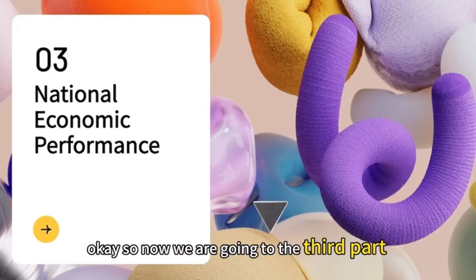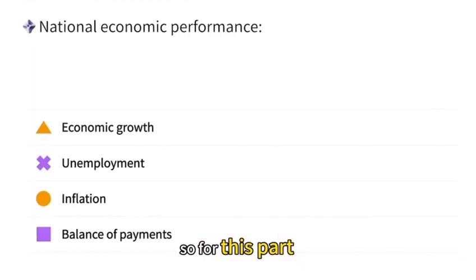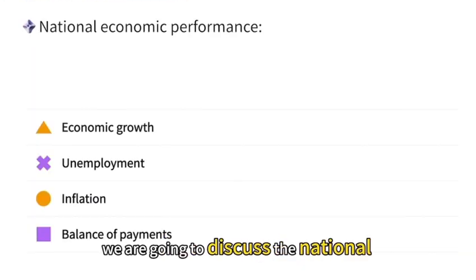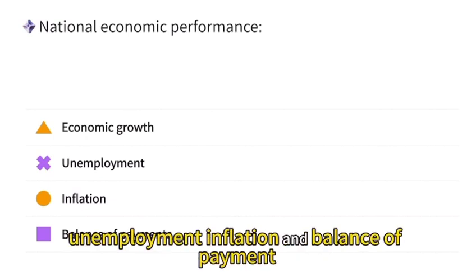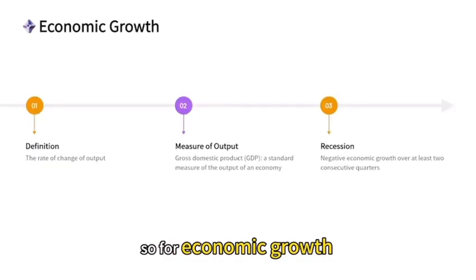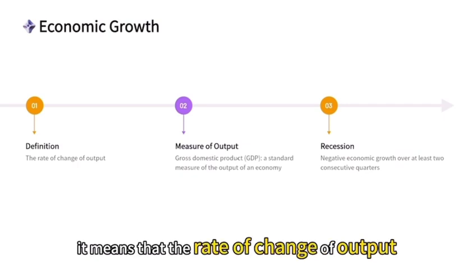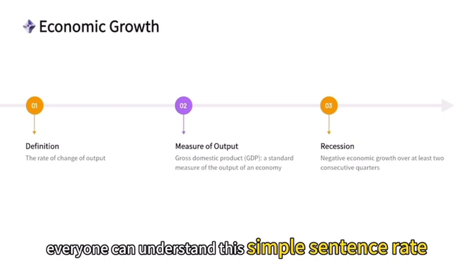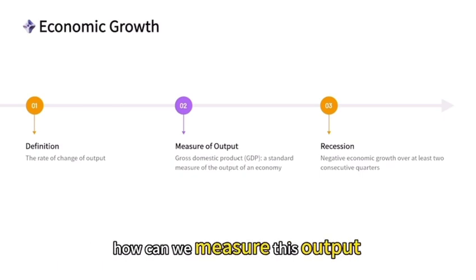Okay, so now we're going to the third part. It's about the national economic performance. For this part, we're going to discuss the national economic performance through 4 parts, which are economic growth, unemployment, inflation, and balance of payments. For economic growth, first, we're going to know about its definition. It means the rate of change of output. Everyone can understand this simple sentence, right? But when we already know its definition, how can we measure this output?